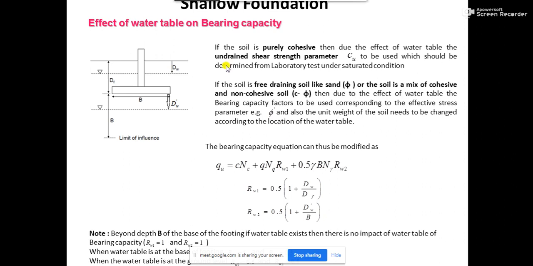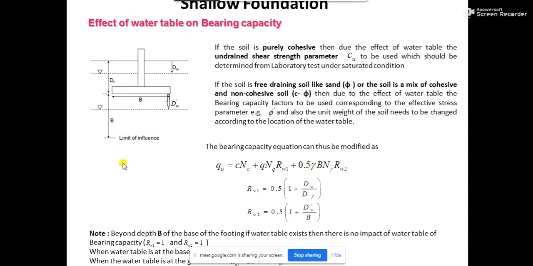So you see, when this RW2 value is equal to 0.5, what does it mean? It means that whatever the gamma value is, that is gamma bulk, it now has half of that value, that means 50% of that gamma value. Your gamma submerged is generally equal to half of your gamma saturated, or in some cases, it may be equal to half of the gamma bulk.